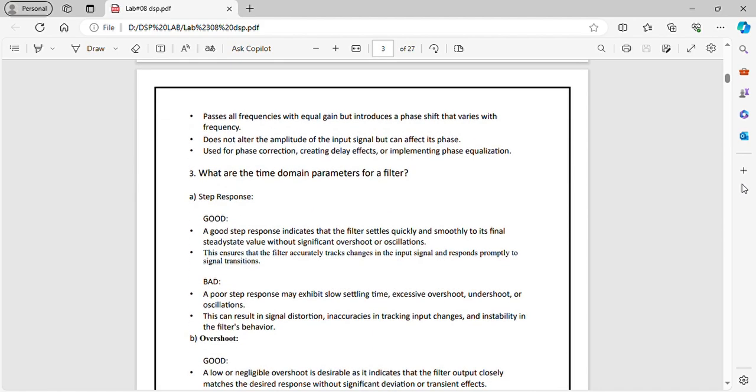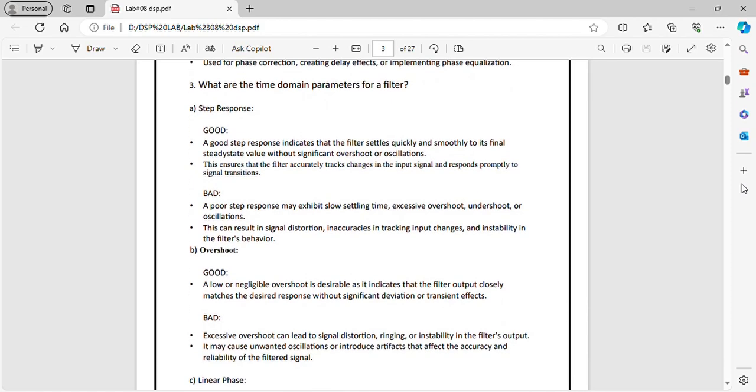The time domain parameter for a filter is the step response. It may be good or bad. A good step response indicates that the filter settles quickly or smoothly to its final steady state value without significant overshoot or oscillations. A bad, poor step response may exhibit slow settling time, excessive overshoot, undershoot, or oscillations. This can result in signal distortion, inaccuracies in tracking input changes, and instability in the filter's behavior.